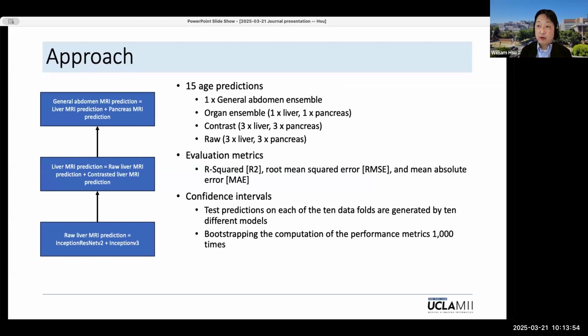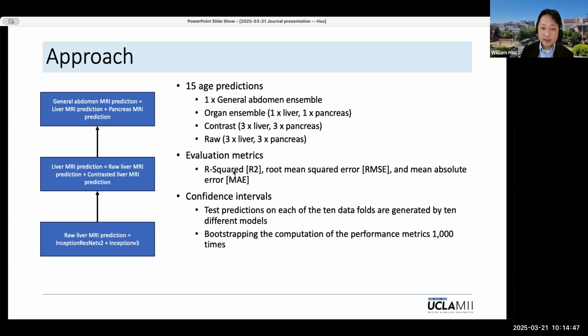And just to talk a little bit about their ensembling, what they did was they actually created 3 models for the liver and 3 models for the pancreas just on the raw images. And then they also created 3 models for the liver and 3 models for the pancreas on these contrast or histogram equalized images. And then from there, they actually combine them. So now they have an ensemble of those models to predict, for example, in the liver MRI, where they would combine those 6 models. So that would be the organ ensemble. And then they did that for the pancreas as well. And then they combined the pancreas and the liver ensembles to come up with this general abdominal age prediction. So it's a whole set of models. We'll talk a little bit about whether that's generalizable, but that is the approach that they took.